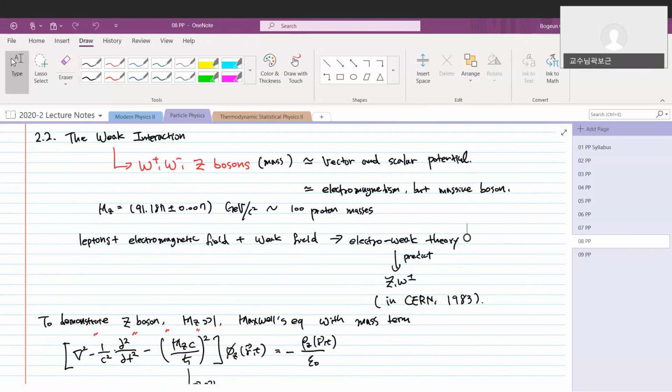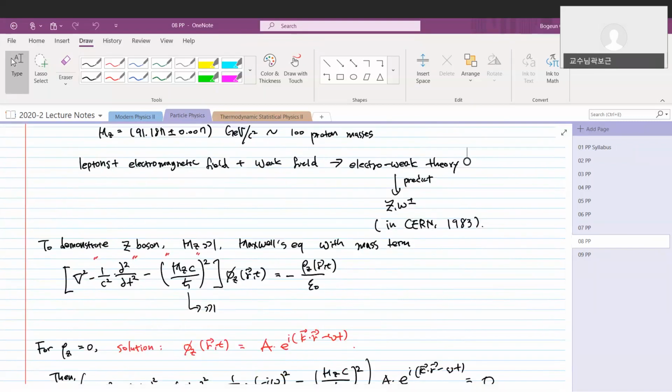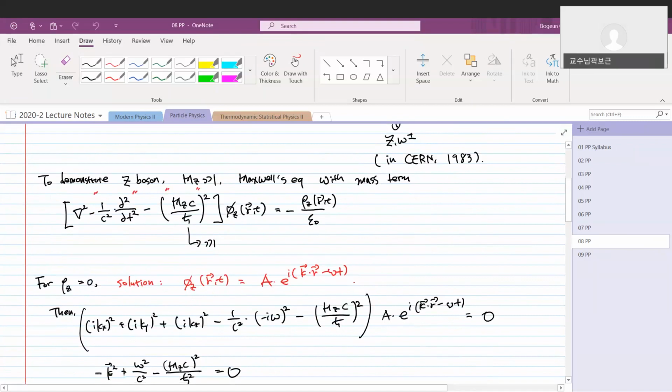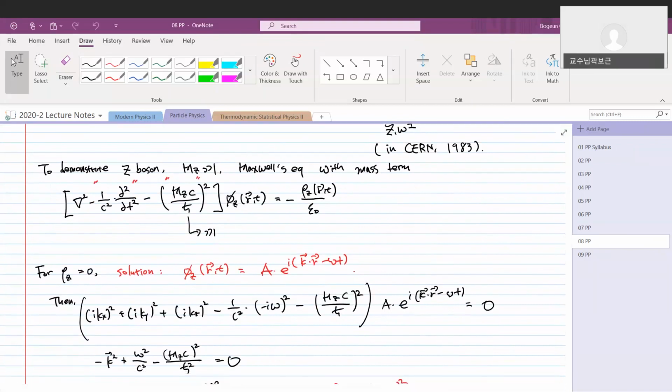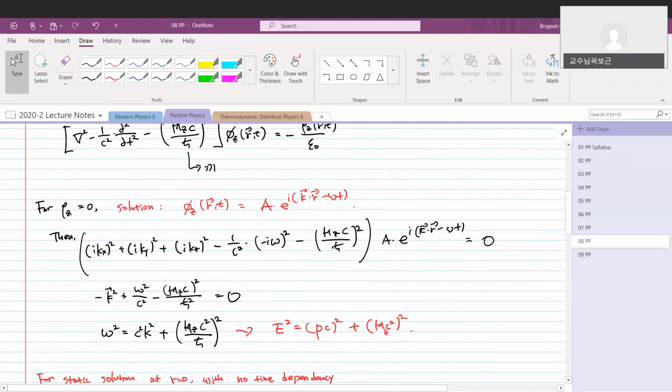The weak interaction is mediated by massive bosons, and such massive bosons were found in 1983. To describe the Z boson, in this case, we can modify the Maxwell equation with a mass term. Here the mass term is very large, so we cannot ignore it.